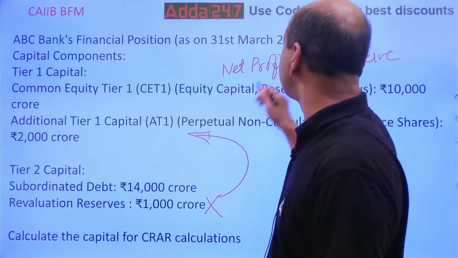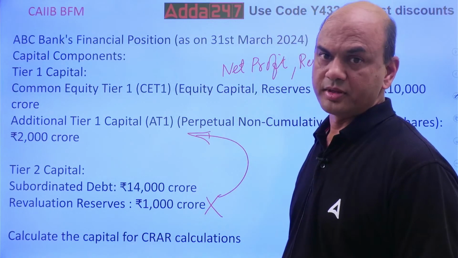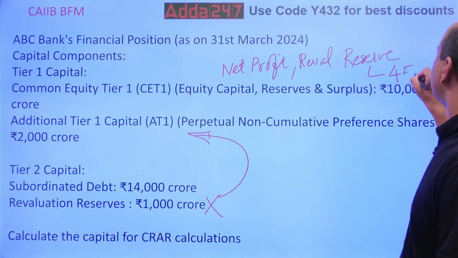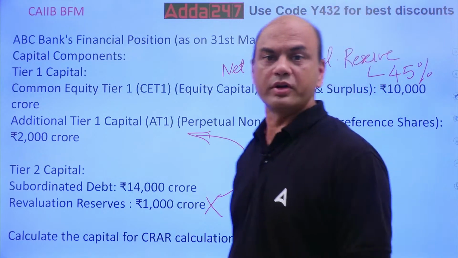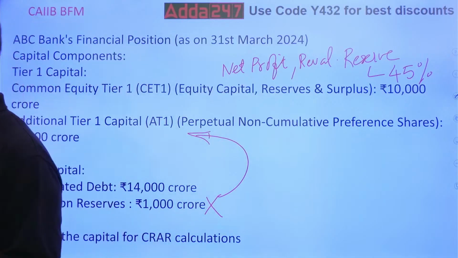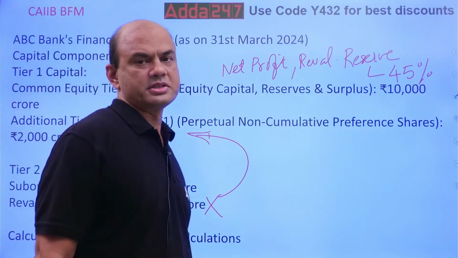And that also, they are a part of CET1, Common Equity Tier 1. They are always taken at 45%. They are taken at 45% of the given figure. Whatever is given, you'll have to take it at 45%. Or we call it 55% discount. So basically it means 45%. So now you'll have to calculate the CRAR calculations.